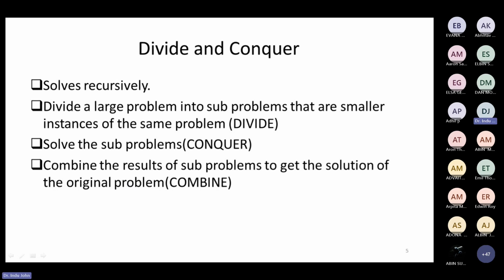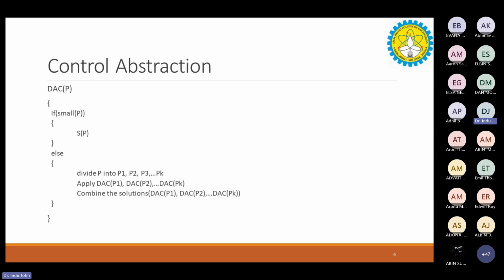So we will study it in detail now. First, let us look at what is the control abstraction. What do you mean by abstraction? Abstraction means giving only the outline, where the details are not specified. So this is basically an outline of how this divide and conquer works on a problem without giving all the details. DAC stands for divide and conquer on a problem capital P.